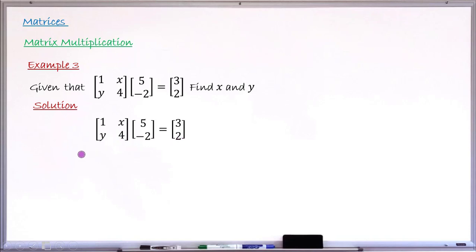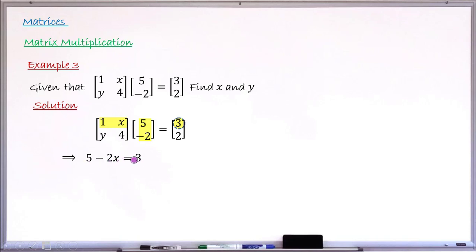So let me just do that. So I now have 1 and x, that is the element in this very first row, times this column is what gives me this very 3. So I have 1 times 5 plus x times minus 2 is what gives me this very 3. So after that, I will now have a simple equation that is 5 minus 2x equals 3.